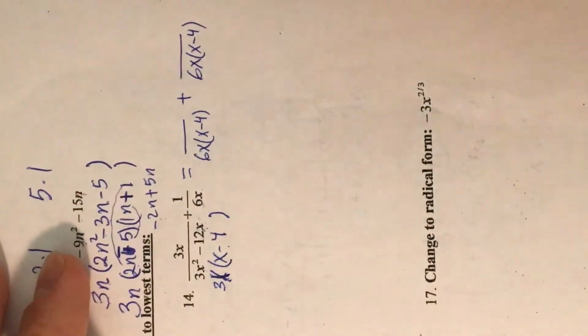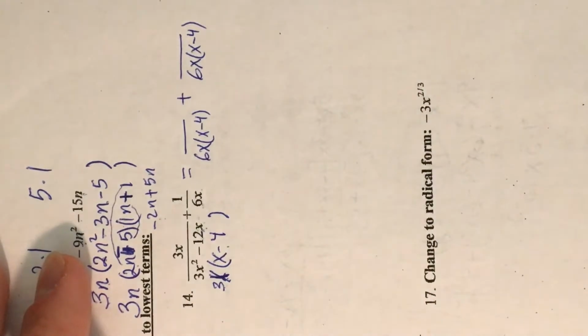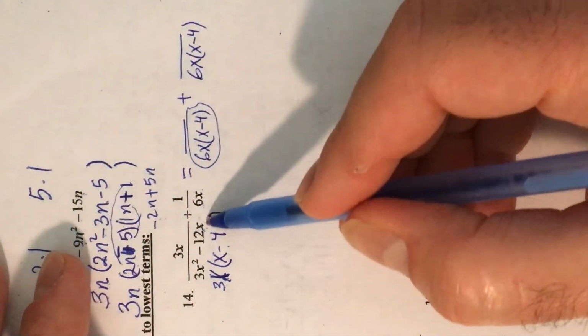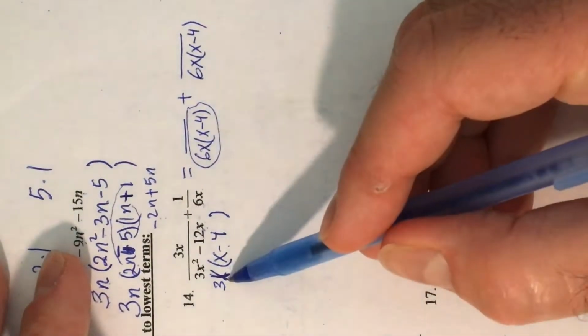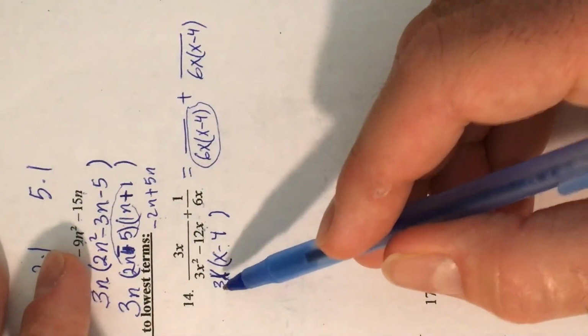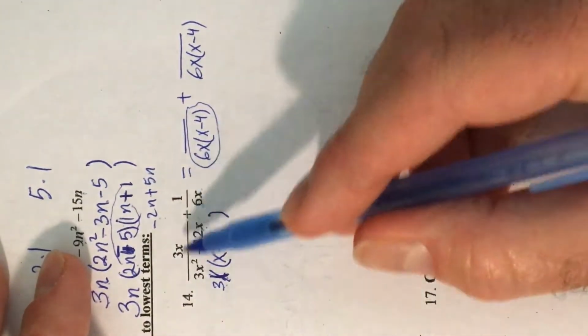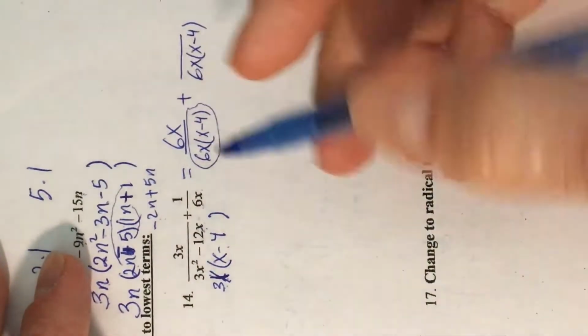Okay, so what do I multiply? Let me say it differently. What's in my LCD that's not here? Well, I got the x minus 4, I got the x, I got the x. I have a 6 and a 3, so what do I multiply 3 by to get a 6? A 2. So I got to multiply the top by 2, so that gives me 6x.